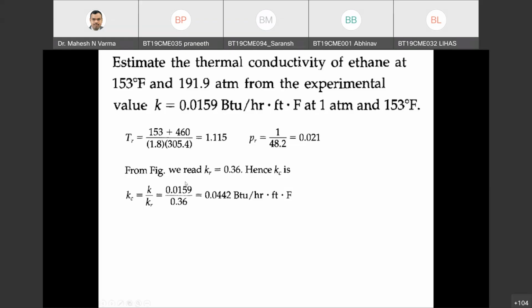Now this is the critical value of thermal conductivity. Now I want the thermal conductivity at this temperature and at this pressure. So temperature remains the same, only pressure is changing, 191 atmosphere. What will be the reduced value of temperature here? It will be 1.15 only. What will be the reduced value of pressure here for this 191 atmosphere? Here, roll number 61.